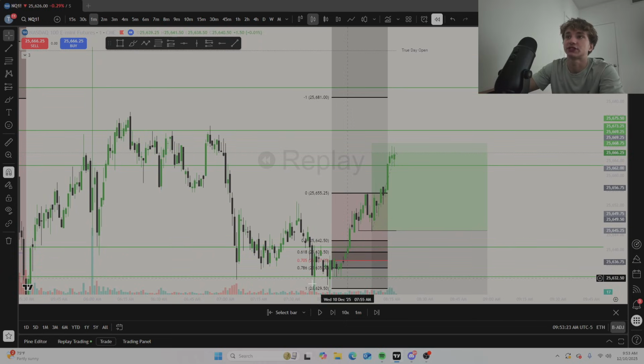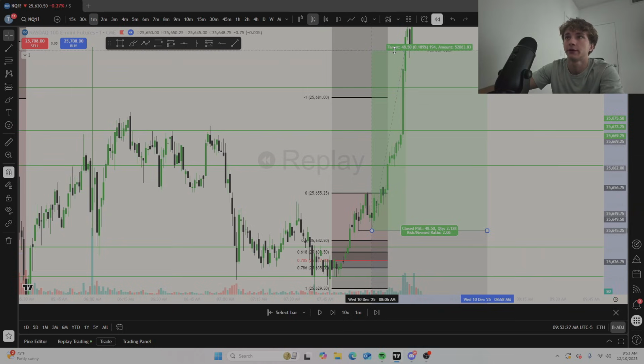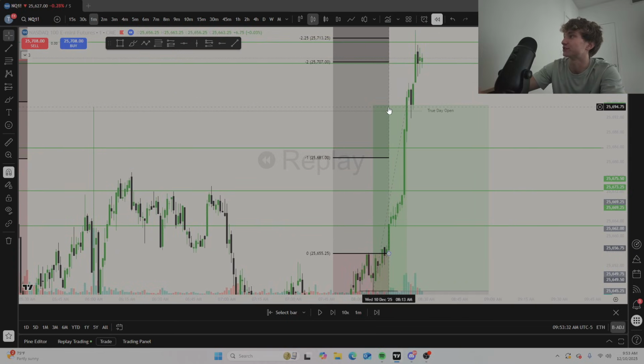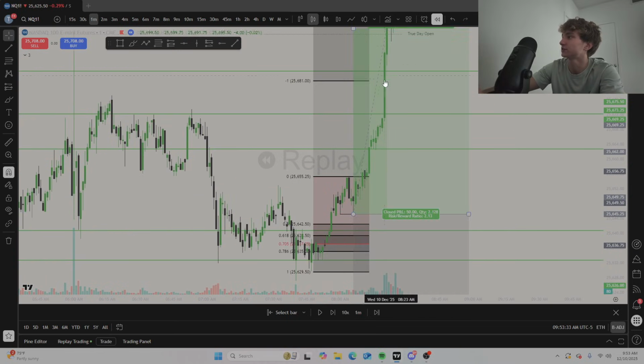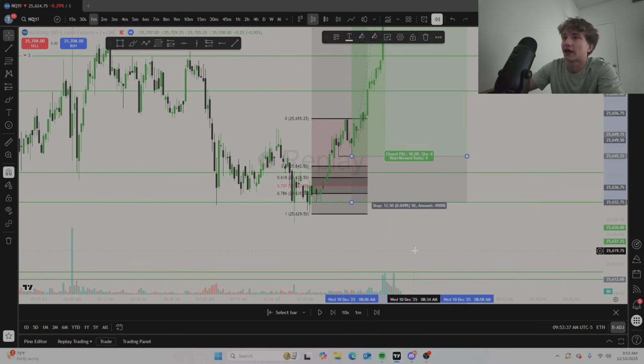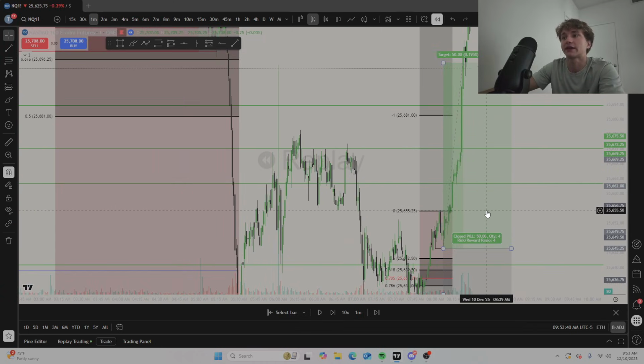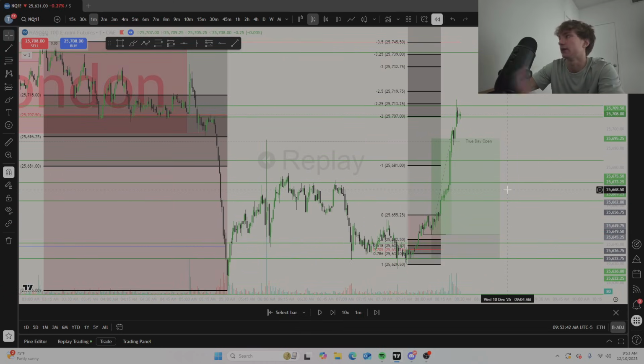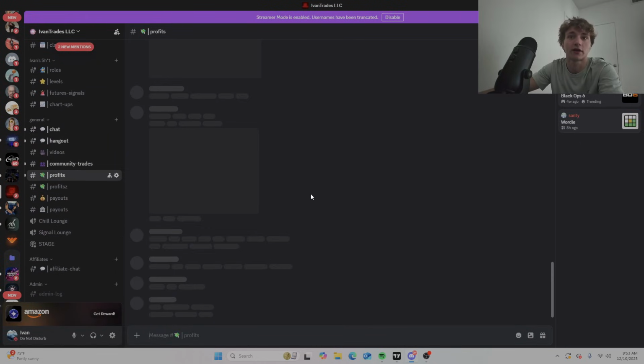Yeah, price just ended up ripping, and it ran all the way to true day open, right? Which just so happened to be conveniently 50 points away. You guys peep that? 50 points around true day open, right? And we have our 12.5 point stop loss. So that gave us a 4R here, and we were able to run up a bag. You check out the Discord server, Profits channel.